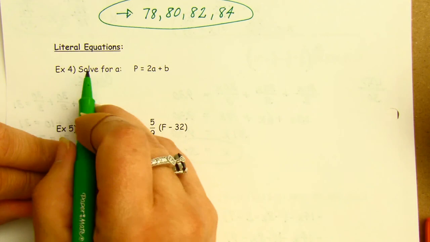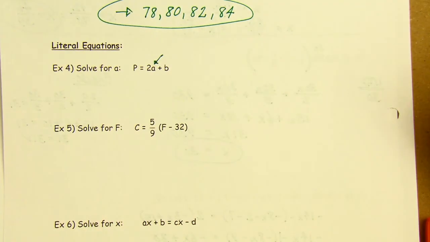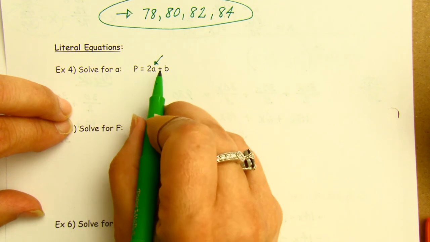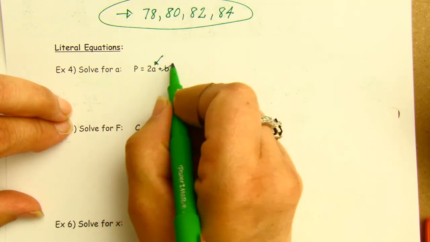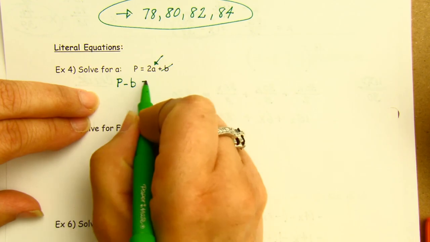So I'm going to solve for A. Notice A is over here. It's being multiplied with 2. The B is in the way. I've got to get rid of the B. The only way I can get rid of the B is an opposite operation. So instead of, here I see addition of B. To remove it, I'm going to subtract it. So the left side becomes P subtract B equals 2A.